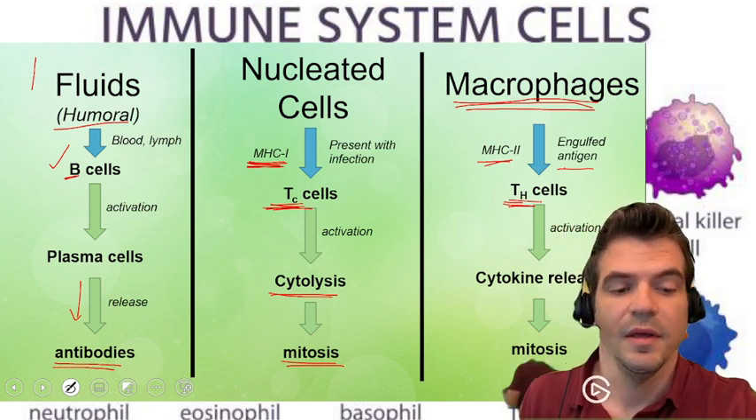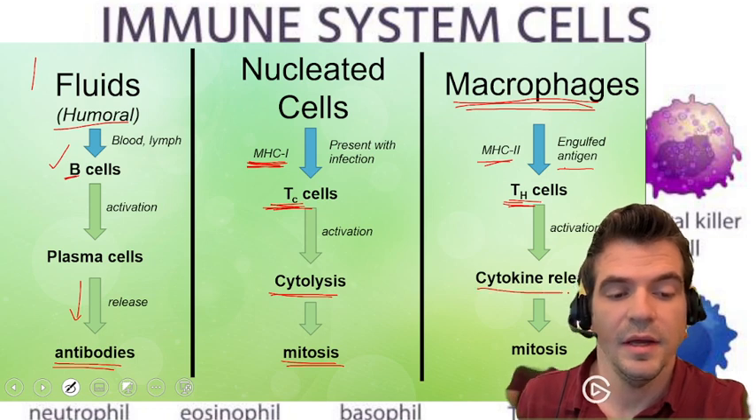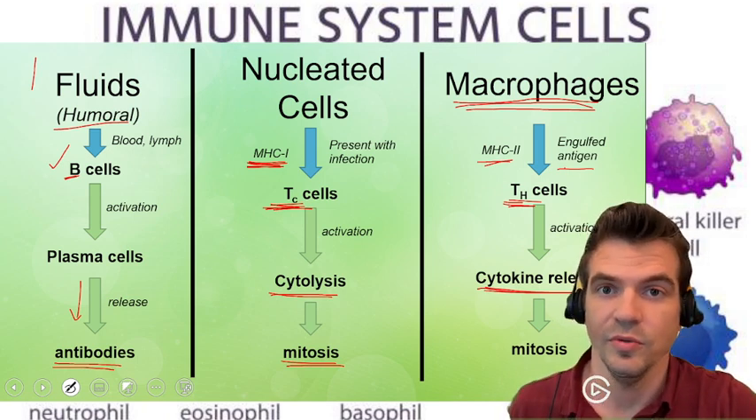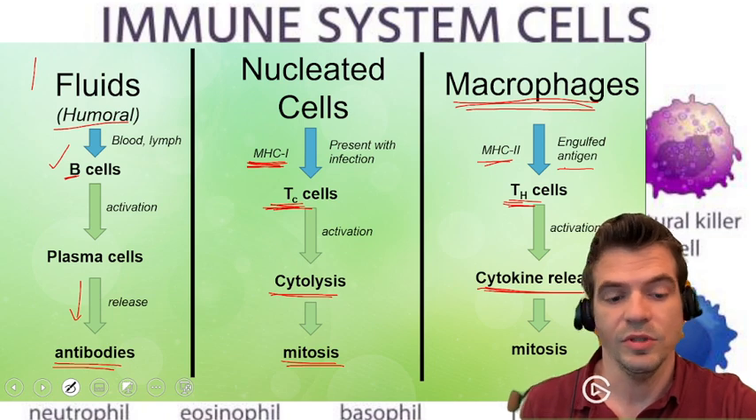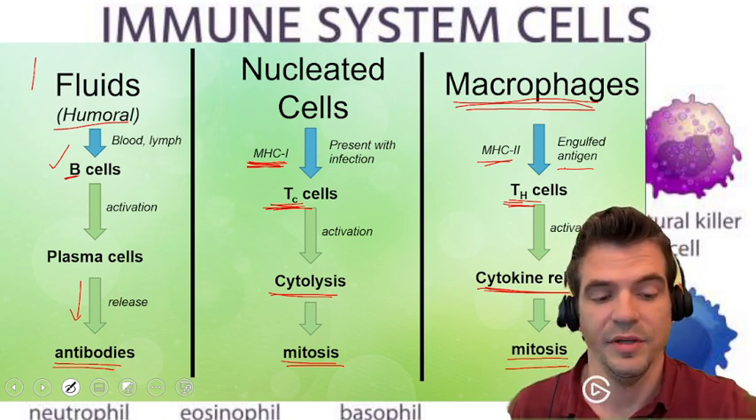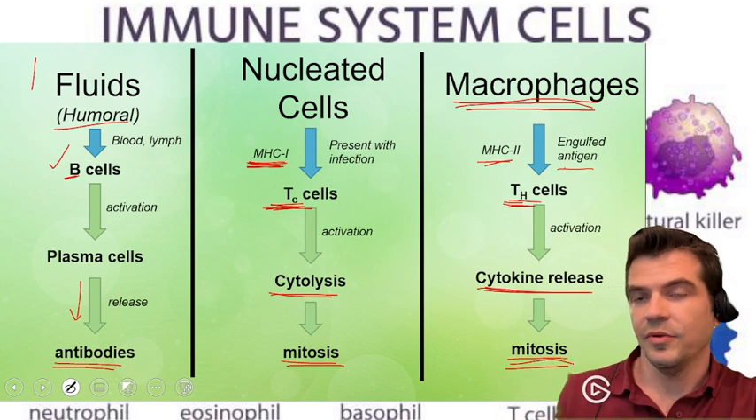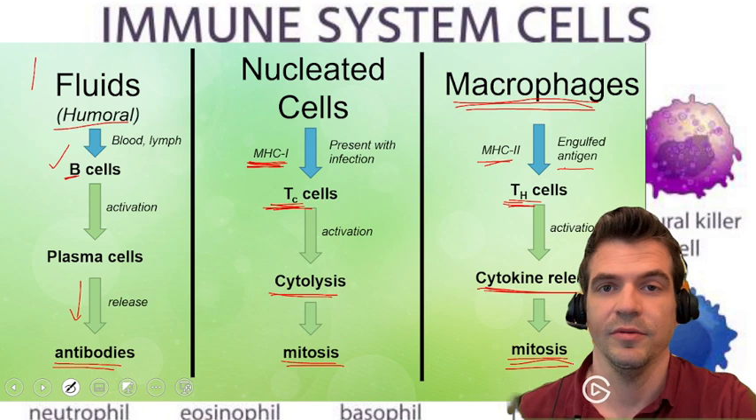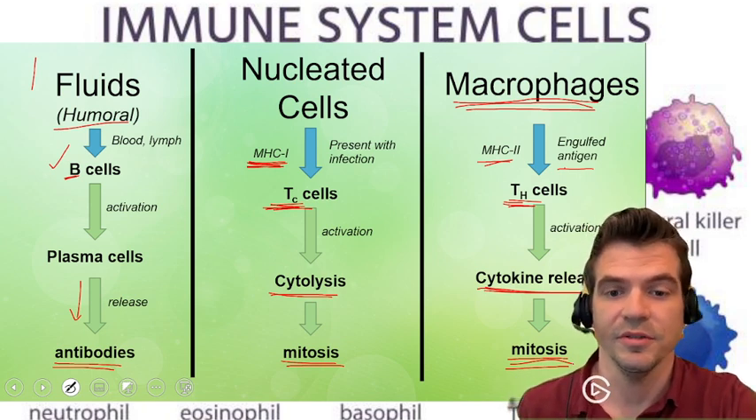Then they activate, meaning they're going to release cytokines. Those cytokines tell other cells to come, and then they will destroy the infection and proliferate through mitosis. So again, this is a great overall review slide, and it shows just how we're going to take care of all the infections in our cells.